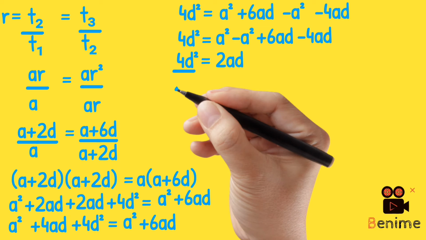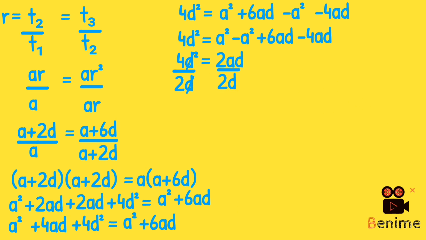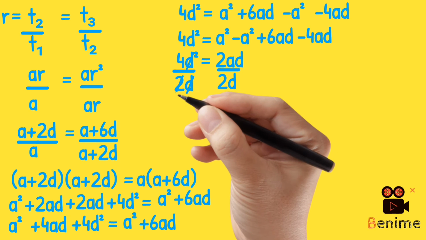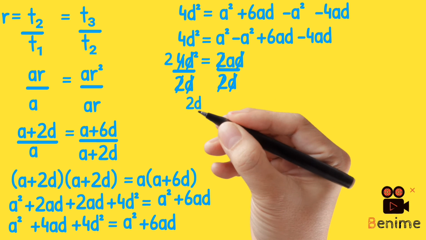So dividing the left hand side by 2d, d becomes one of these out, so you're left with only 1d. Then 4 divided by 2 is 2. So on the left hand side you have 2d. Then on the right hand side there is 2ad over 2d. D will cancel d out, 2 will cancel 2 out, so you're left with only a. So what you have now is that 2d is equal to a.